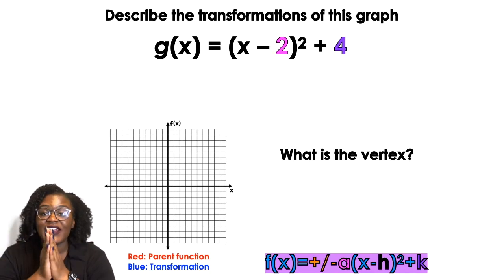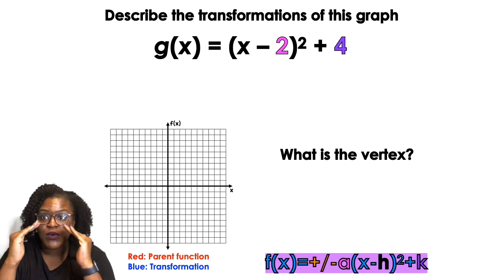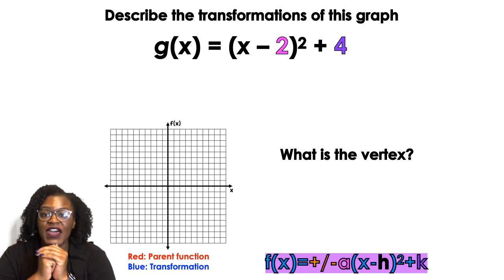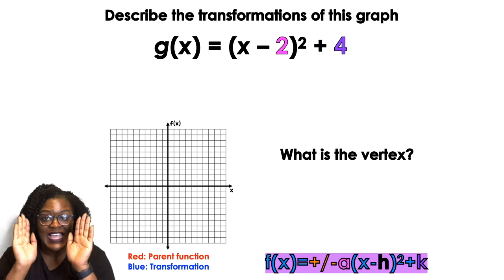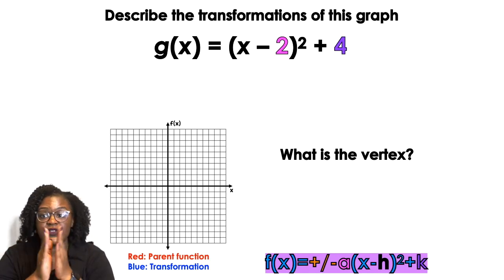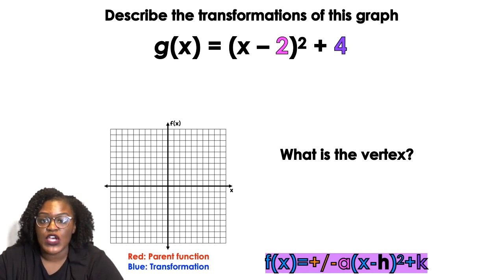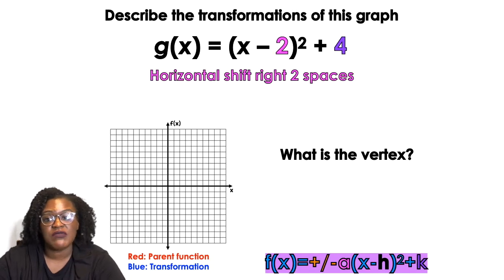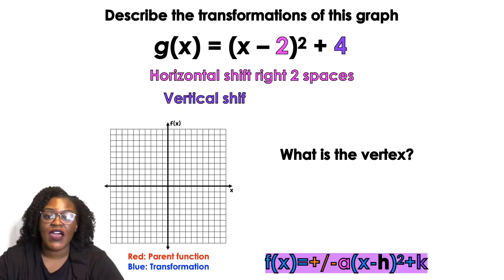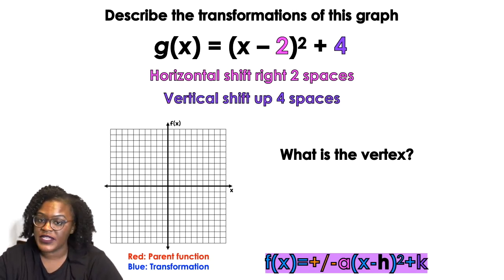And then the 4 is our k value. Remember, k tells us to go up or down. The k value in this case is positive, and it does exactly what you want it to do. If it's positive, it goes up, so 4 spaces up. So first of all, we have a horizontal shift, right 2 spaces, and then a vertical shift, up 4 spaces.